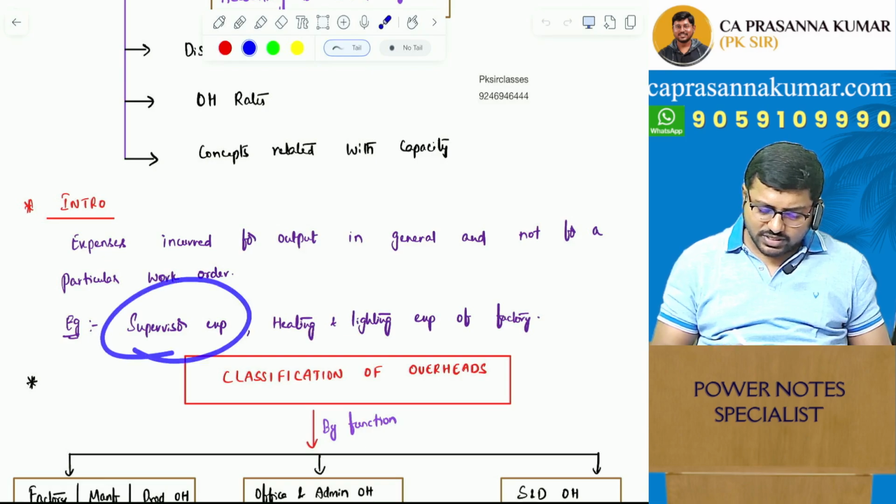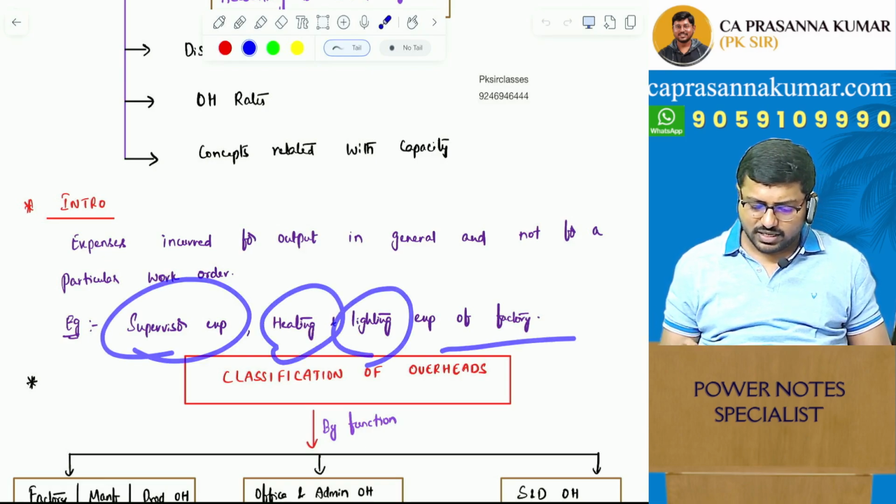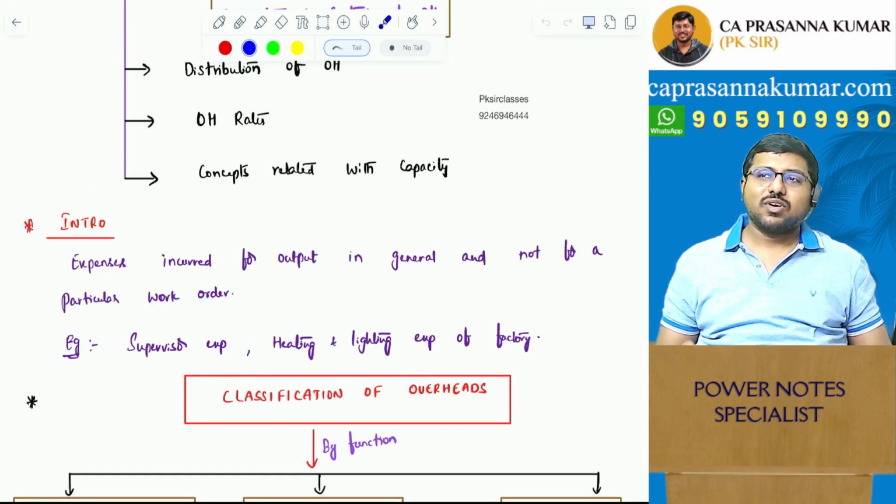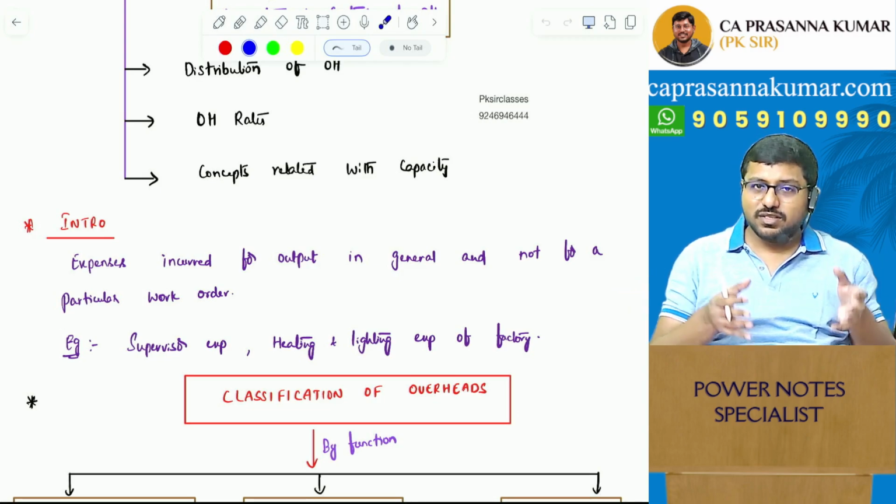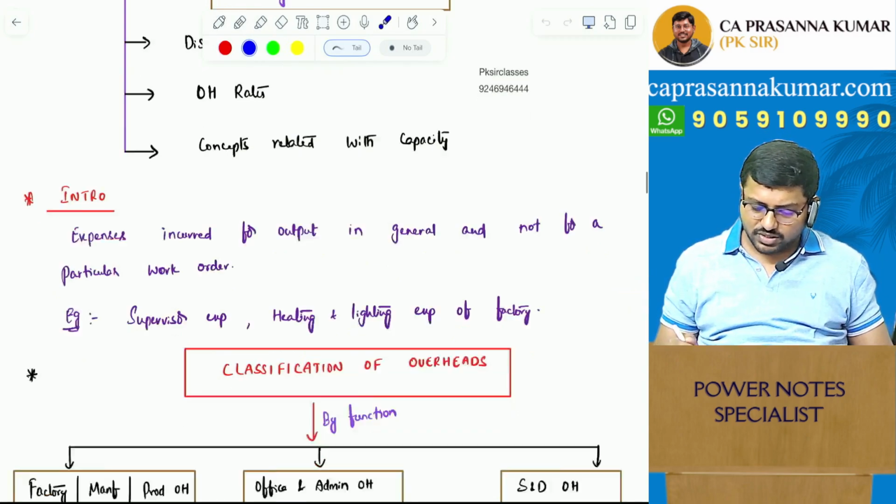actually. Okay, supervisor expenses, heat and lighting expenses for a factory. So what he's trying to say is that overheads are general expenses in nature. They are not specific for a particular product. So that's obvious. Moving on.